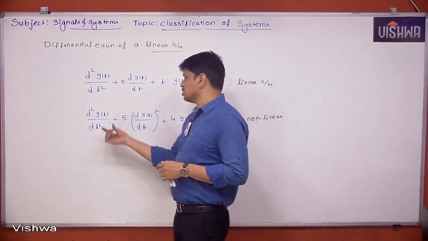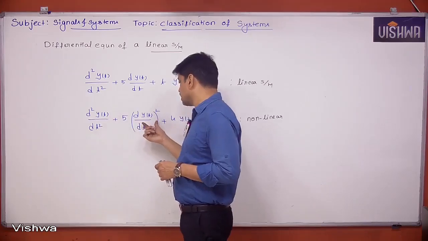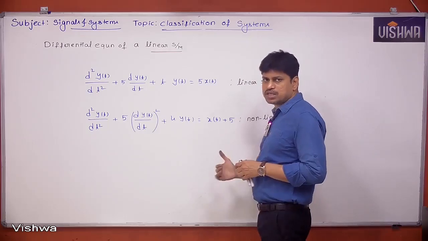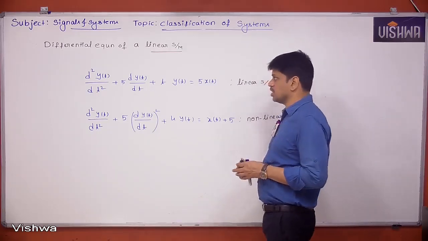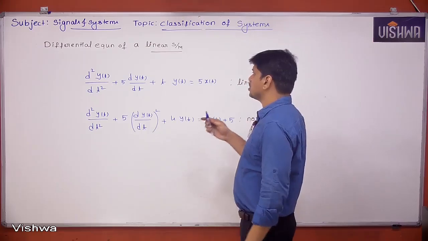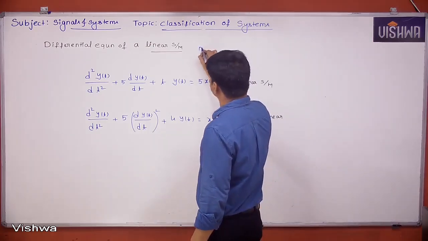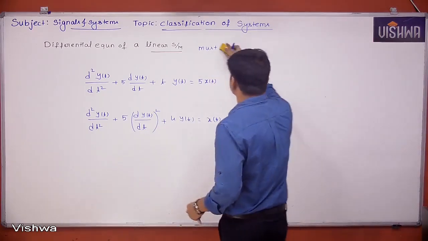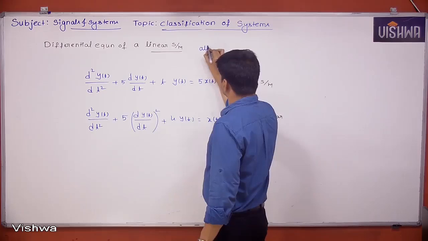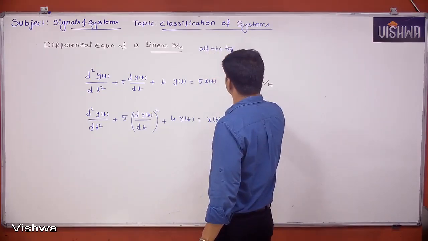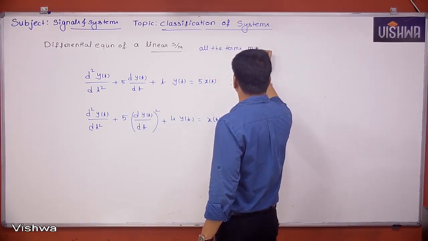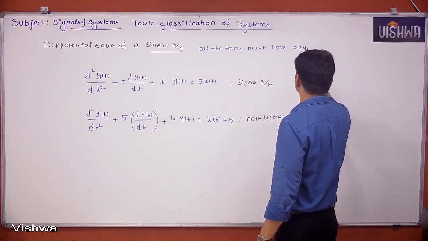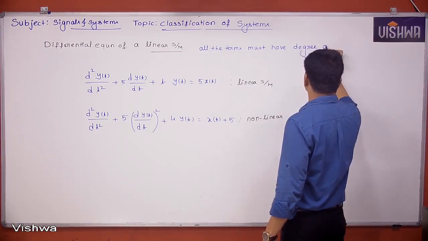But if you observe carefully here, the degree is 1, but here the degree is 2. Here the degree is 1, but what about 5? Degree is 0. Anything other than 1 as the degree, then we can say the system is nonlinear. So what do we have to observe? The differential equation of a linear system must have all the terms with degree 1. Degree 1 only.